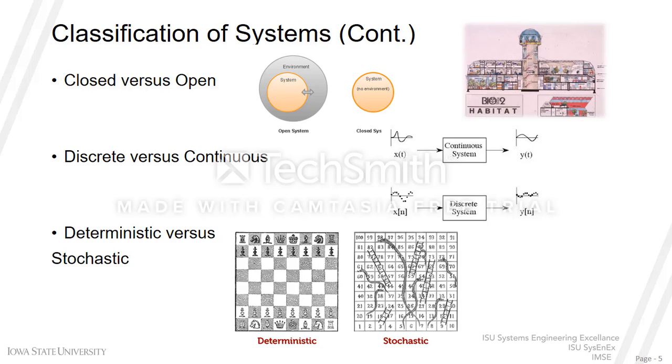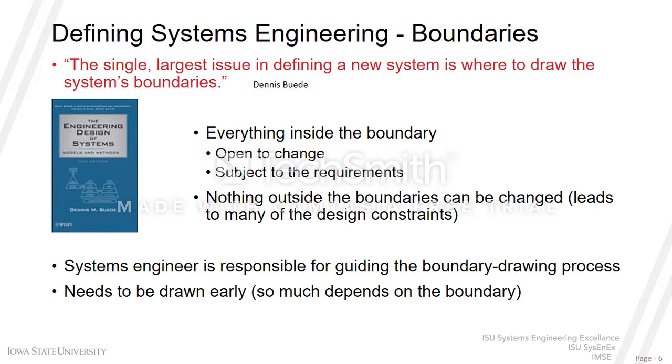In his book on defining systems engineering and boundaries, Dennis Boyd quotes, "The single largest issue in defining a new system is where to draw the system's boundaries." Boundaries are critical because they determine where you need to start and stop, and they need to be developed early in order for the system to be successful. The systems engineer is also primarily responsible for guiding the boundary drawing process. They may not make the final decisions, but they may propose decisions to leadership or ask the question, but ultimately they are responsible for ensuring that the decision does get made.